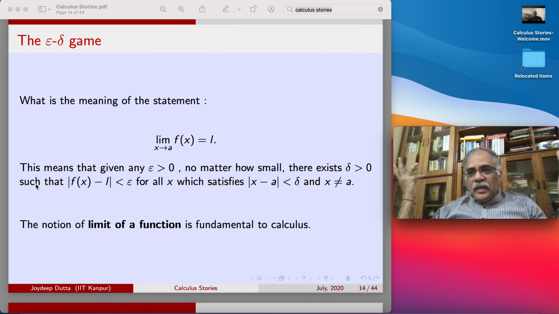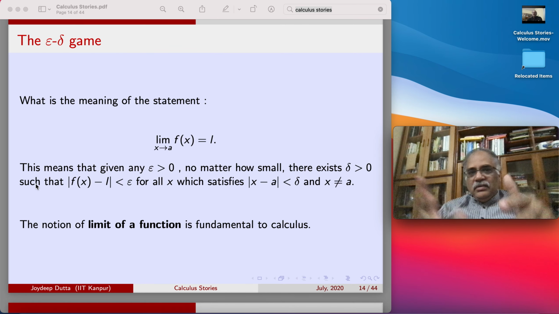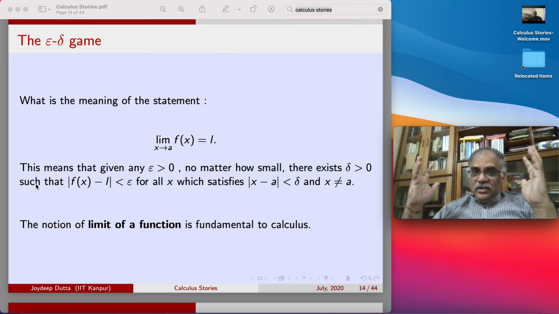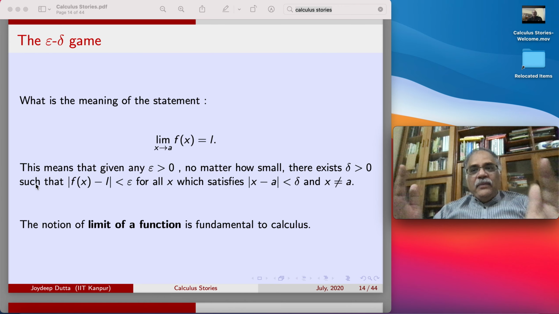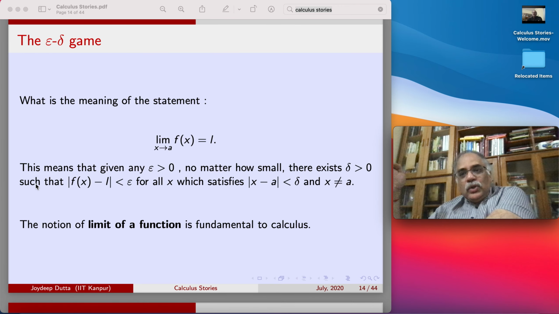And maybe I can only find very far off x's, then it is not the definition of the limit. The limit simply says f(x) would be near L only when x is near A. Limit f(x) equal to L means f(x) is near L when x is near A. That is converted into this language.